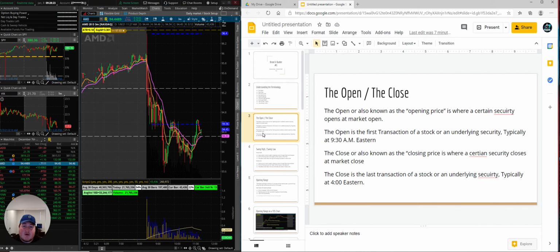The close is also known as the closing price, which is 4 p.m. Eastern, 3 p.m. Central, and 1 p.m. Pacific time. And that's with securities, anything. As you guys know, stocks trade toward after hours. I don't use this at all after hours. I'll use it pre-market, we'll go through that.